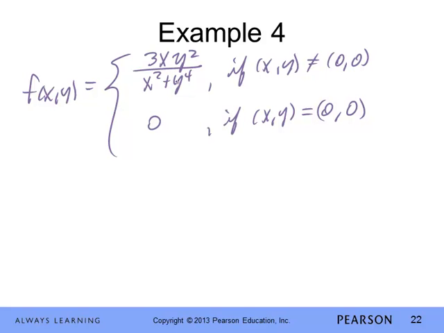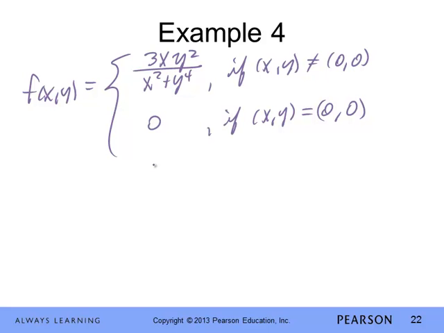So, number 1, is the function defined at (0,0)? Yes, it's defined to be 0. And then we have to check the limit.